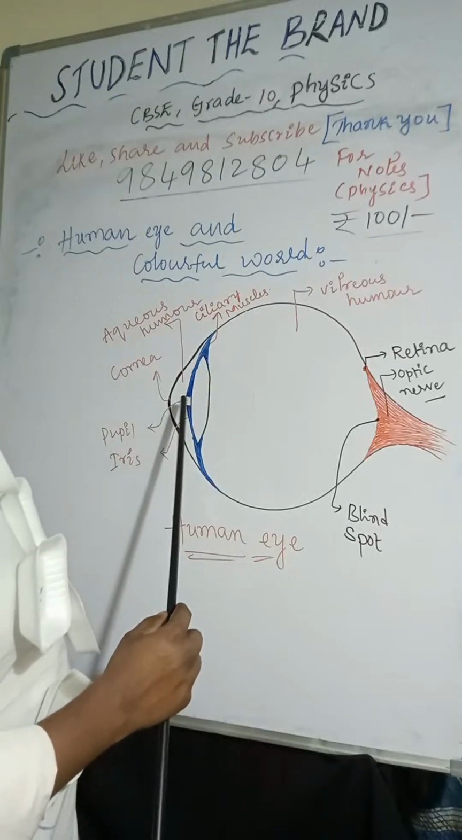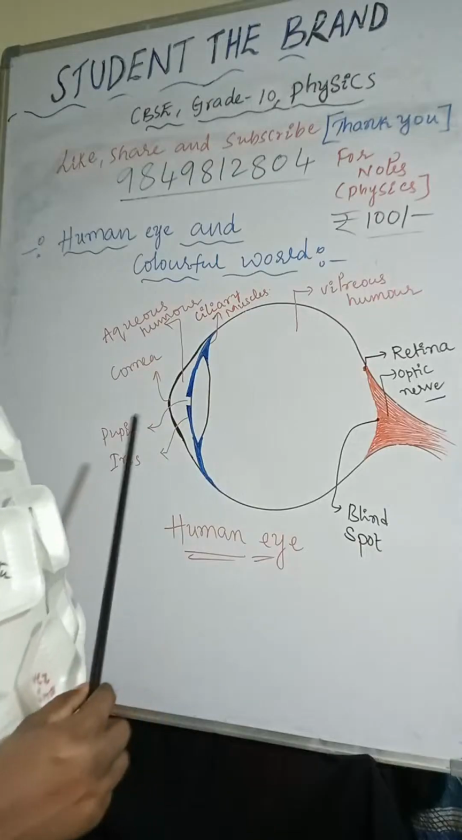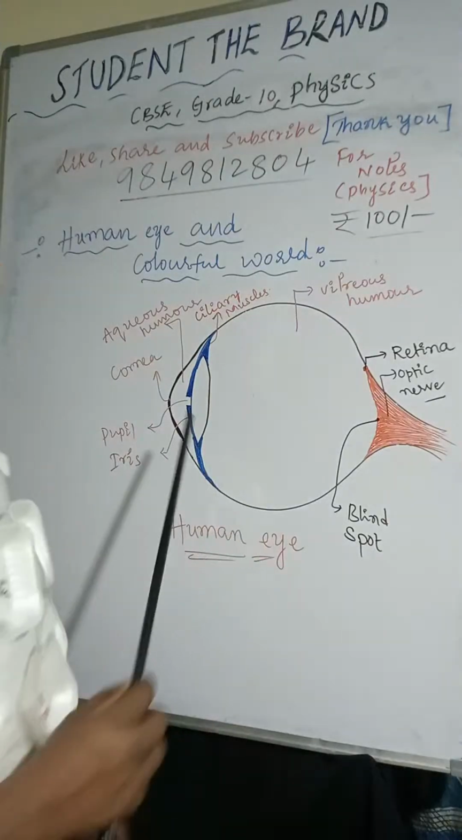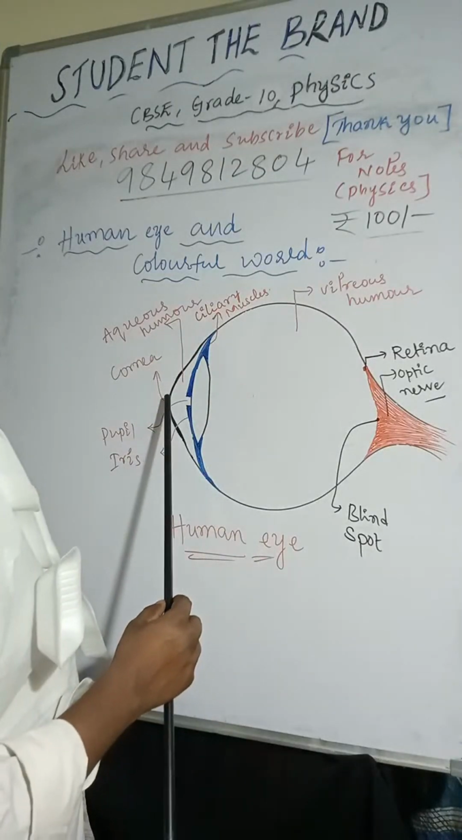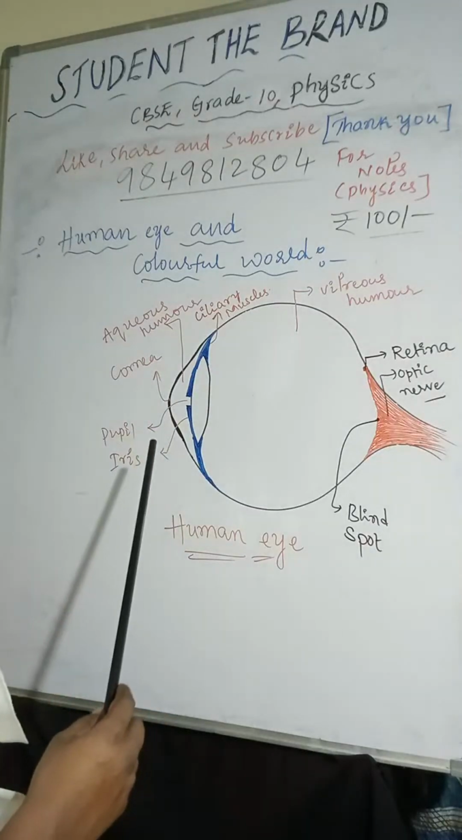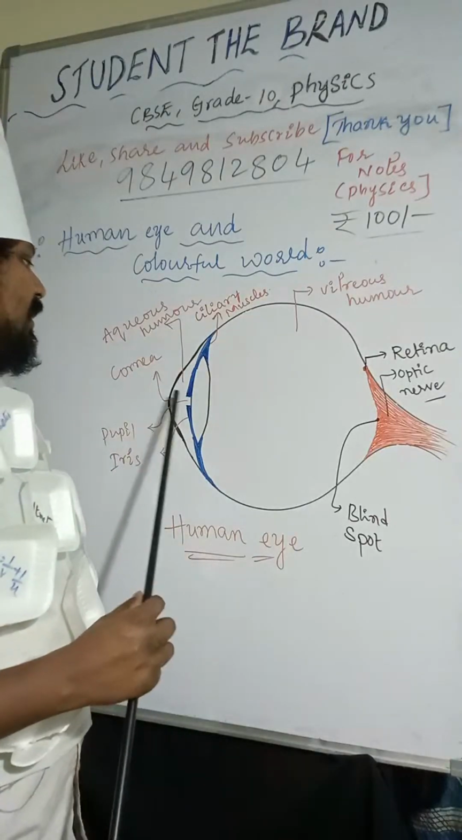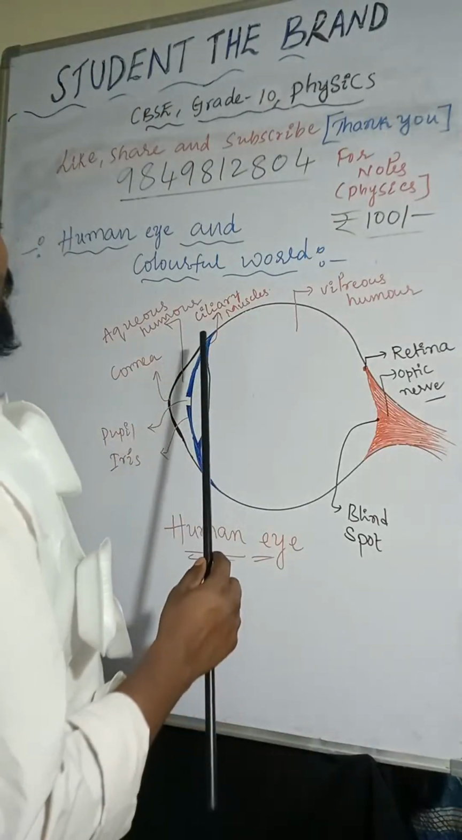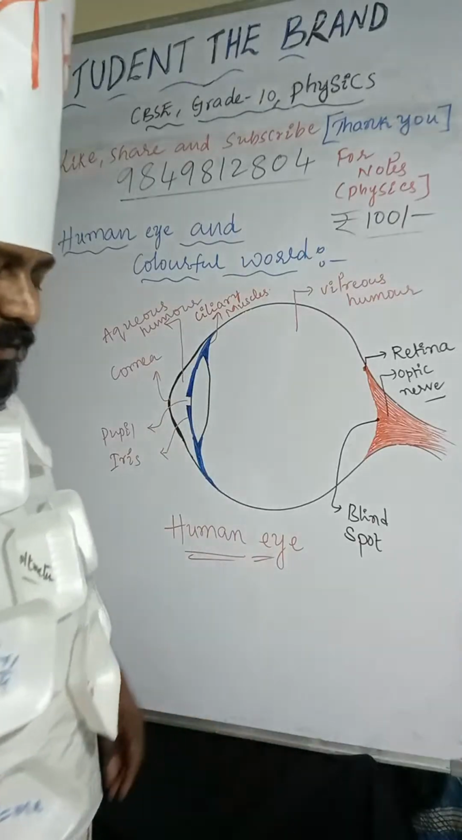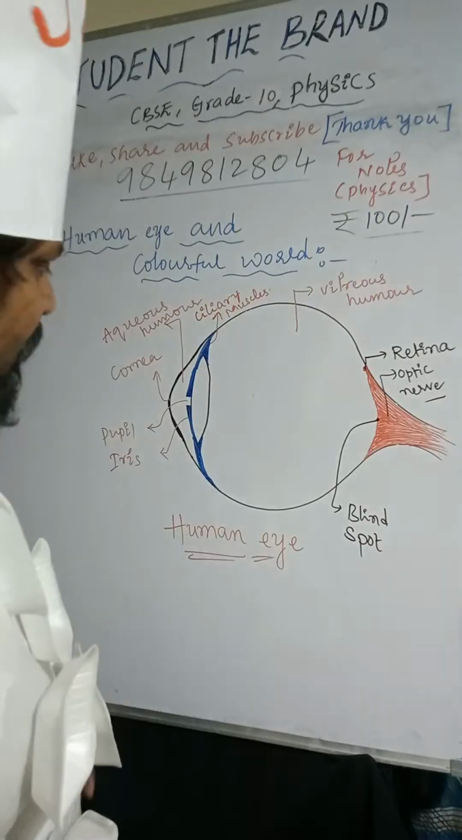And the next one is the aqueous humor. Aqueous humor is a jelly-type liquid present between the cornea and the lens. Coming to the lens, it is a crystalline lens where most of the refraction takes place.